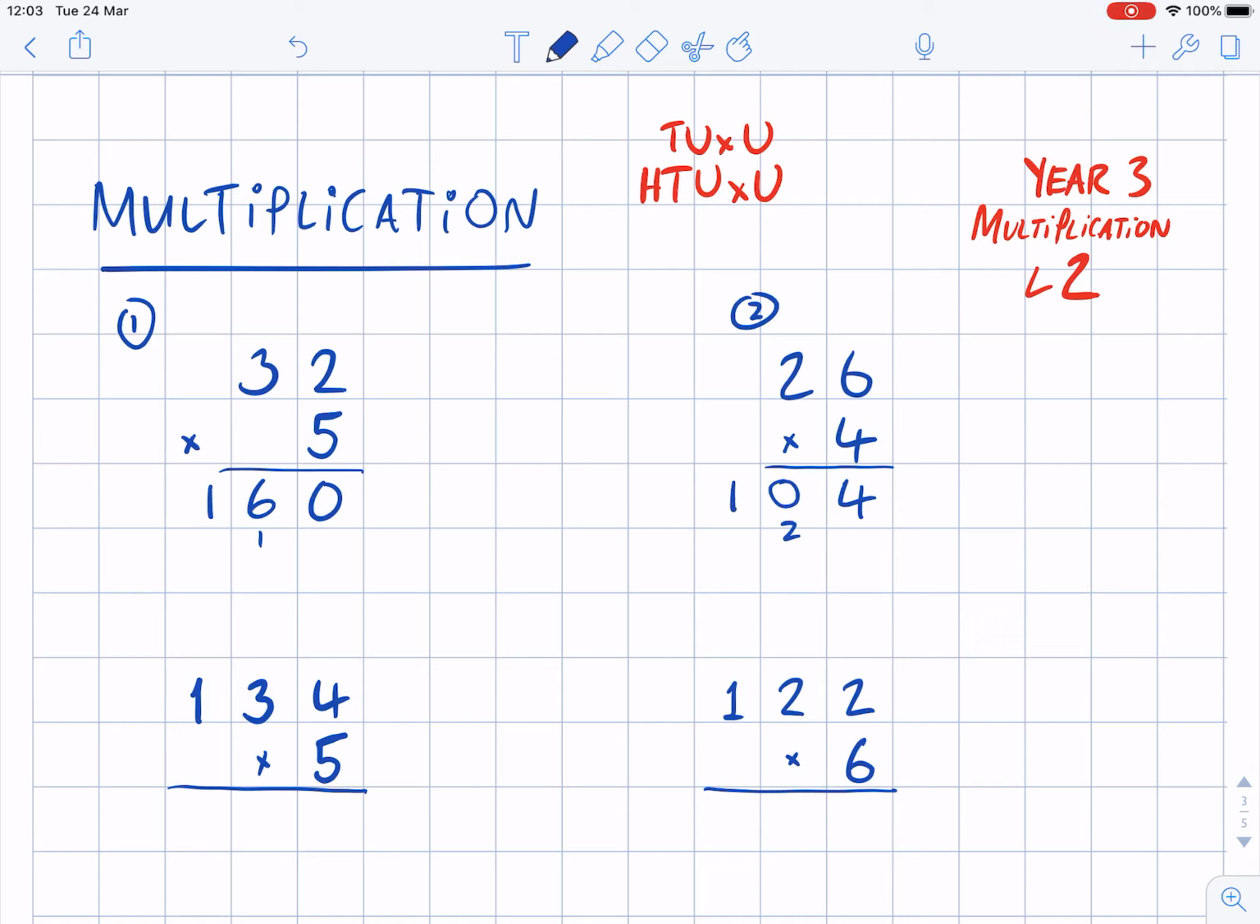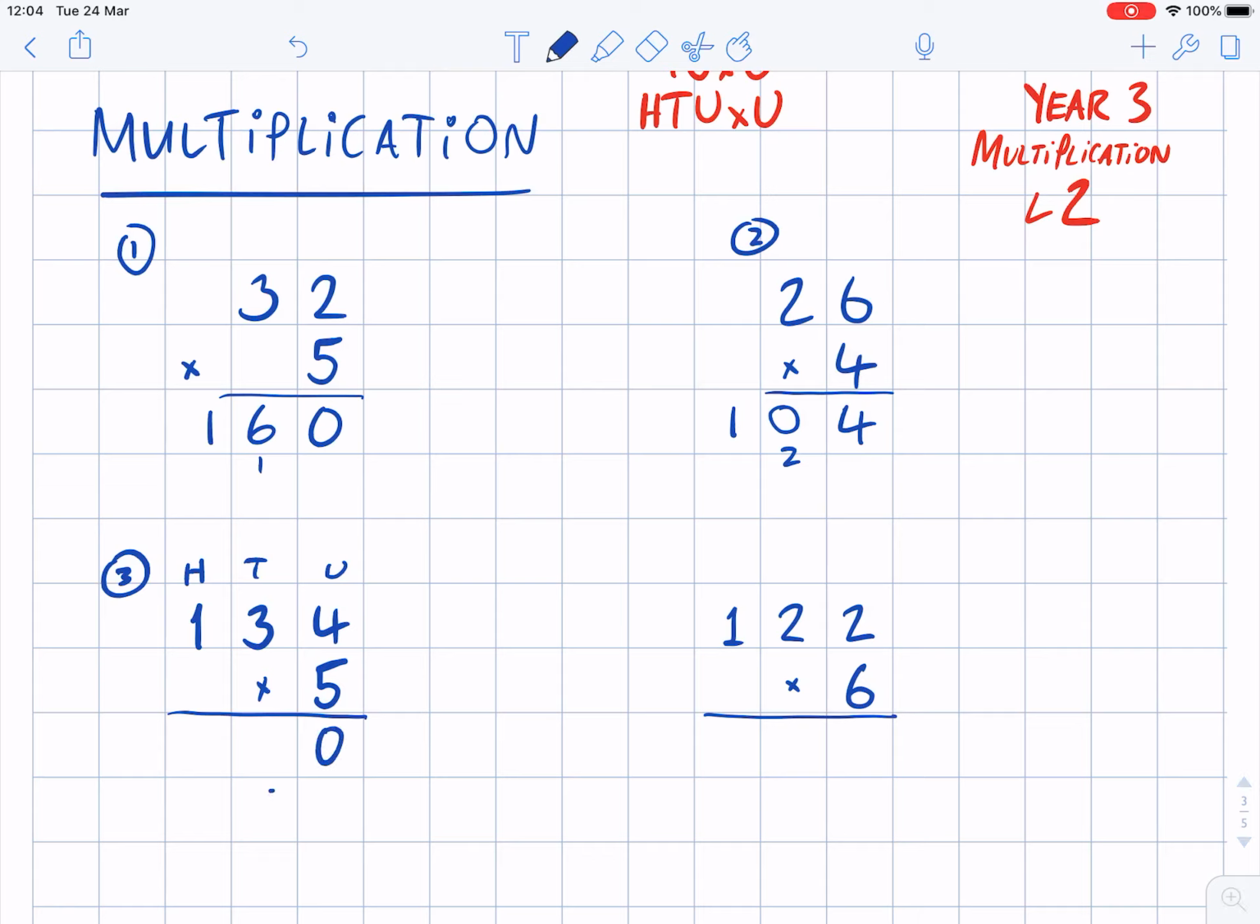Moving on now to our third problem. So all I've done now is I've introduced 100 to go alongside the 10 and the unit. So 134 times 5. So it's the exact same method. All we've done is we need to do one more step to get our final answer. So again, I'm going to go 5 times 4 to begin, which is 20.